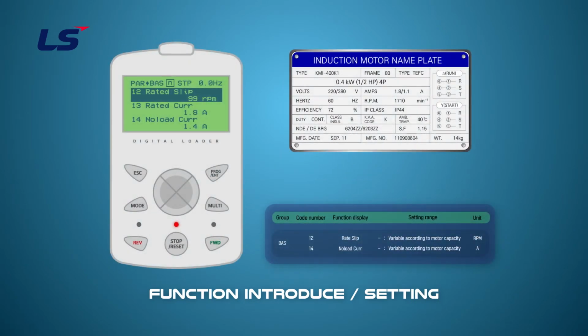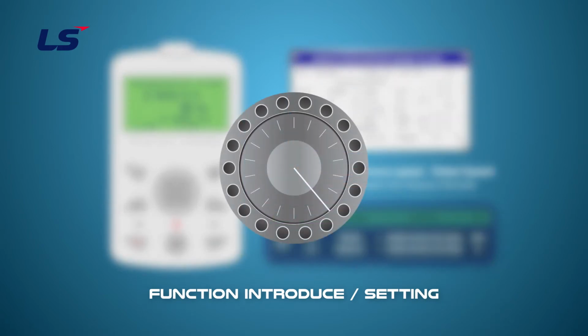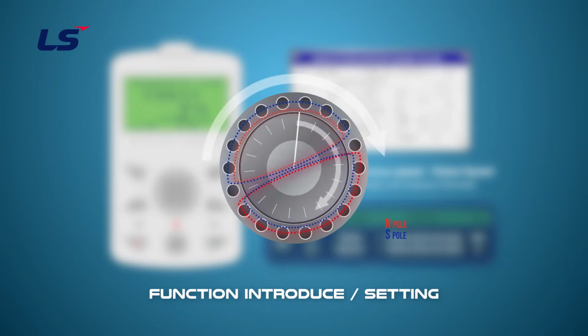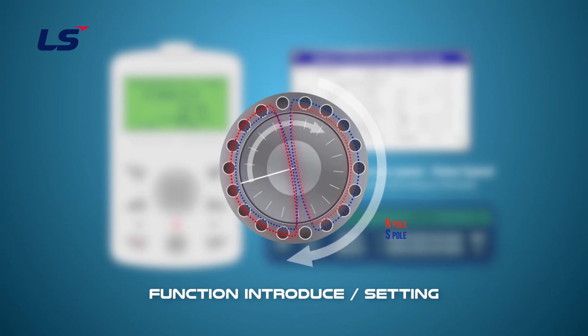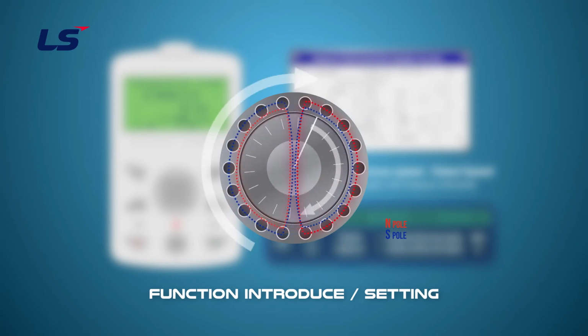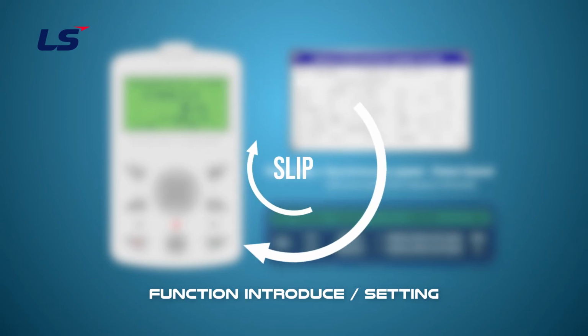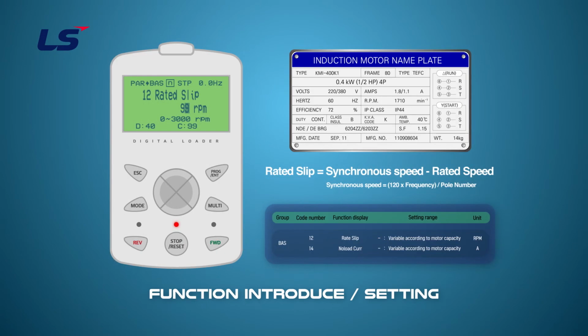In BAS 12, the rated slip of the motor is the difference between the sync speed and the rated speed. When the field magnet of the induction motor produces a rotating magnetic field, the rotor rotates along the rotating magnetic field. At this point, the rotor is rotated at a lower speed than the rotating magnetic field due to the resistance of the load. The difference in speed is called slip. The nameplate does not show slip, so you must calculate the difference and enter it.